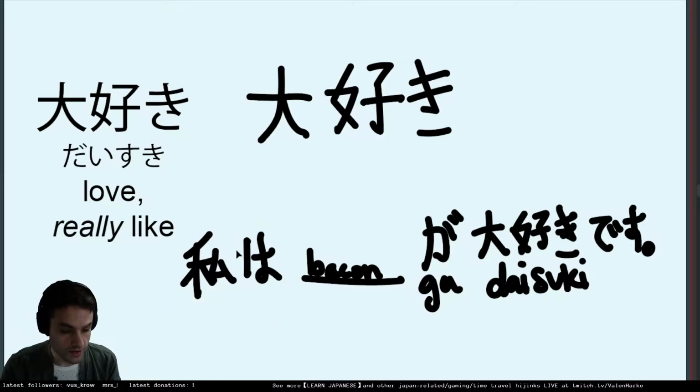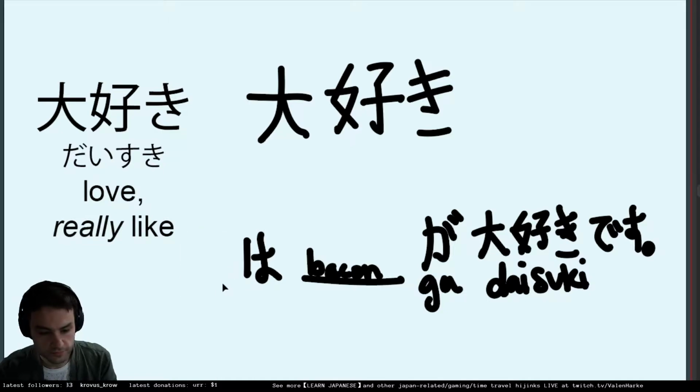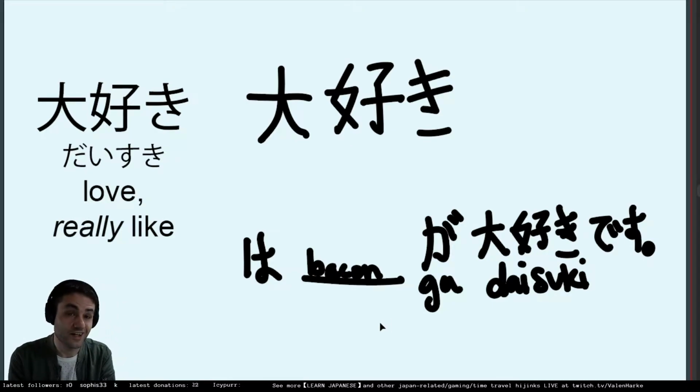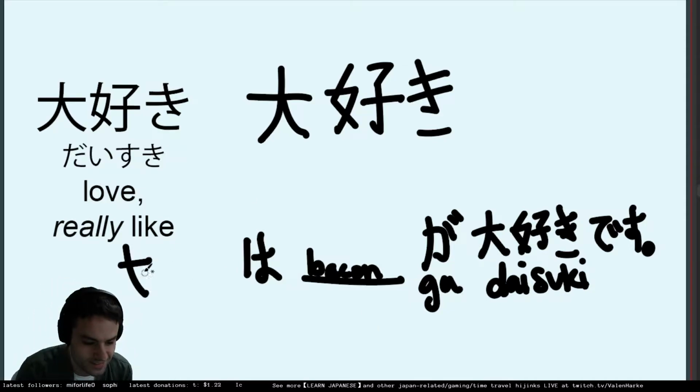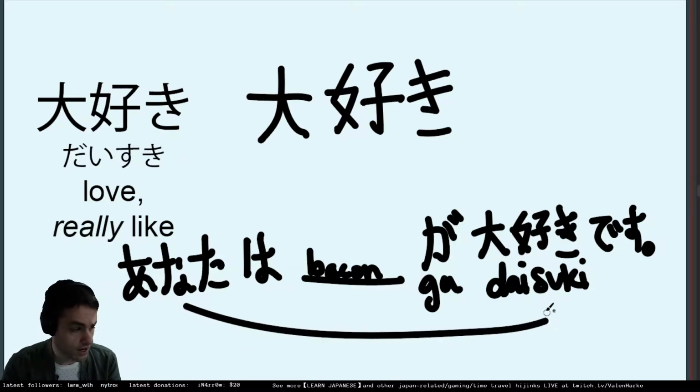So if you weren't talking about yourself, and you wanted to make that very clear, we haven't learned kare or kanojo. Kare or kanojo is like he or she. We have learned anata. So you can say you. Anata wa. All right. Can you say this grammatically? Technically, yes. あなたはベーコンが大好きです. You love bacon. You're like declaring that somebody else loves bacon for some reason. Yeah, that could work, I guess. It's a kind of a strange sentence, but it's making use of vocabulary that we've learned.